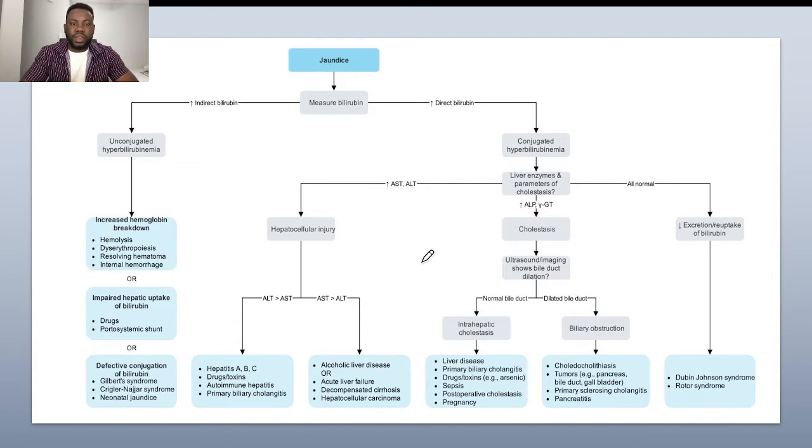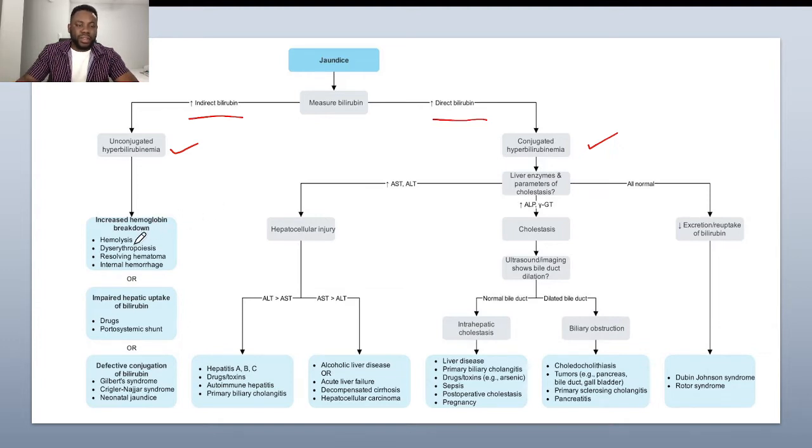So jaundice is grouped into two branches here. We can see indirect and direct hyperbilirubinemia, and direct is also known as the conjugated, indirect is unconjugated. So let's look at the indirect first. Indirect, as we said, is mostly pre-hepatic.